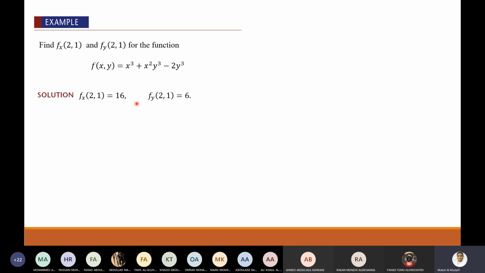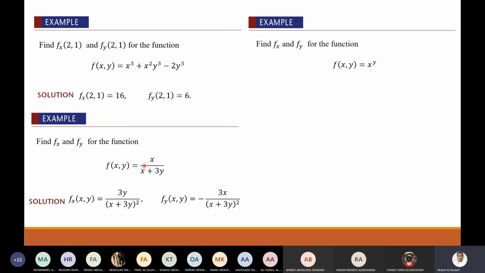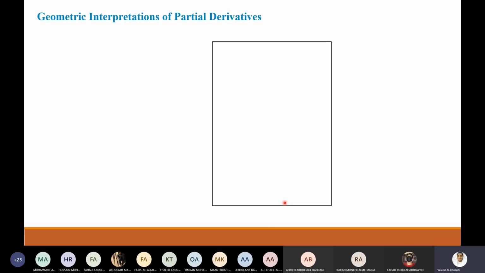We solved this example, it is a very basic thing, and we solved this one, it's very easy. All of these examples, we solved them. And here in example number 4, we'll learn implicit differentiation. Sometimes we need to do it, so it is very easy. You can do it. Next, we're going to talk about the geometric interpretation of the partial derivatives.